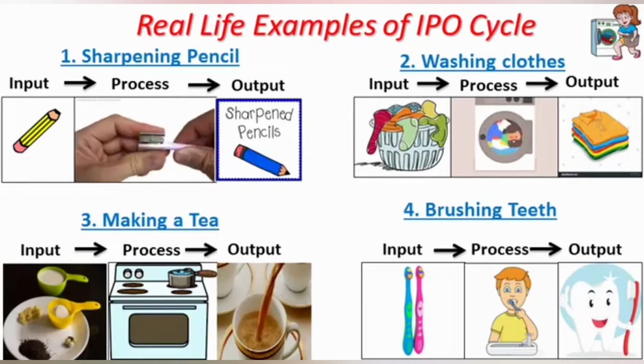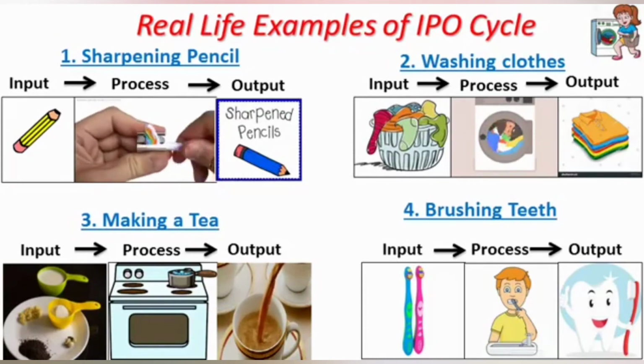Same as making tea. See, the input is the tea powder, sugar, milk, etc. And the process is that we make the tea using the stove. And the output is the tea.